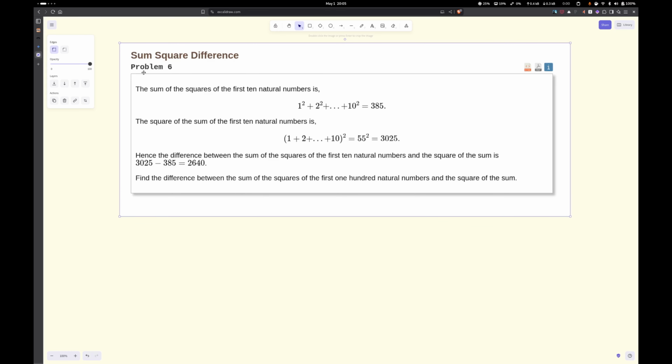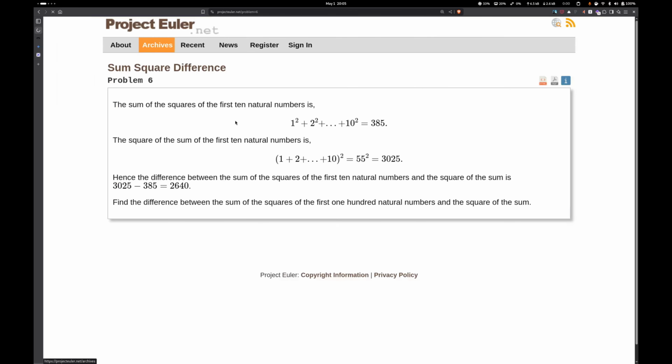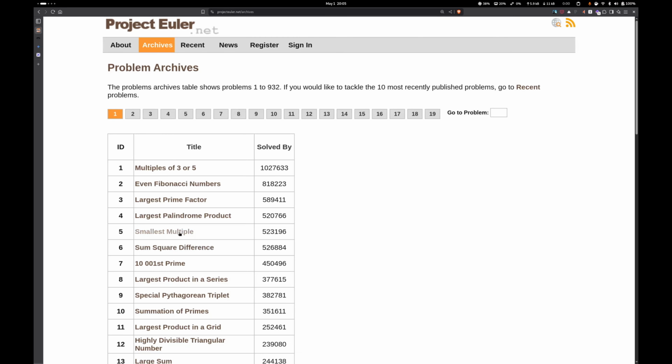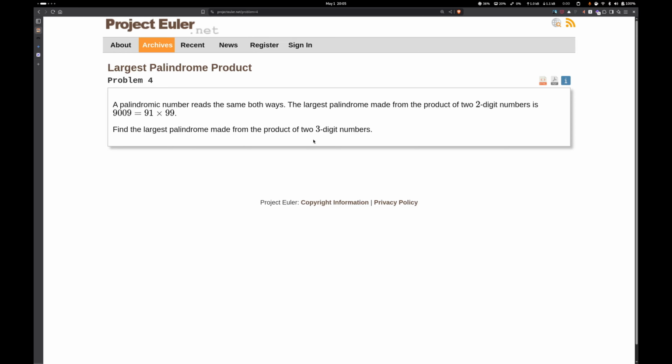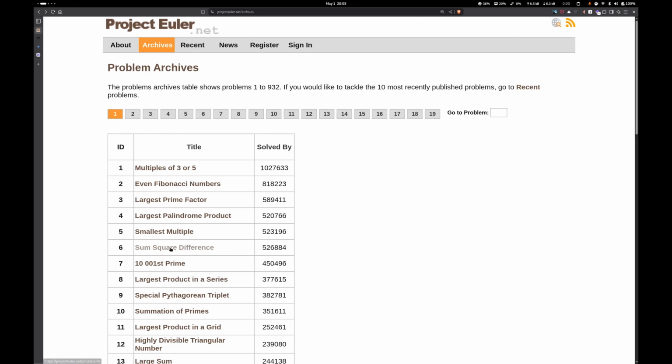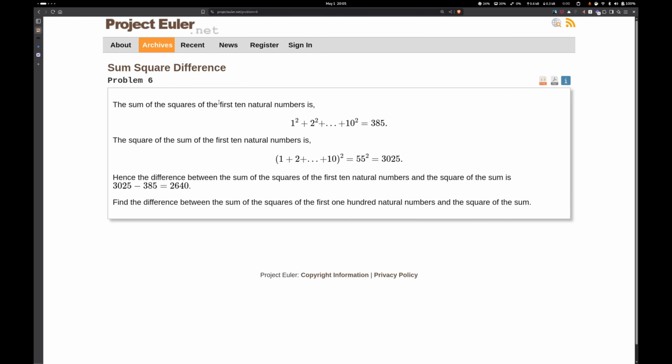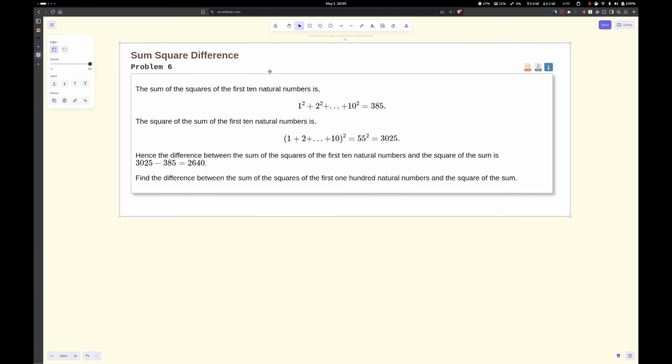I don't know if the problems are getting easier or if we're getting smarter, but this kind of looks like it should have been something like problem 2 or problem 3, and something else should have been problem 6, because I feel like largest palindrome was a bit more difficult than this. But let's not assume this is easy. Maybe it's hard.